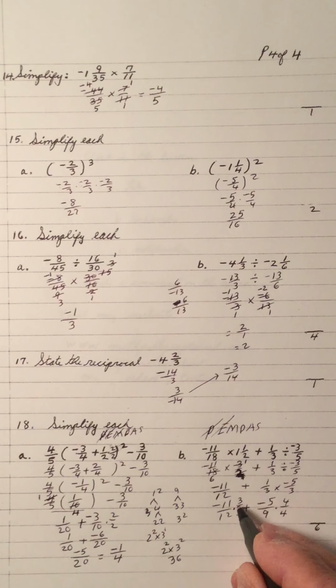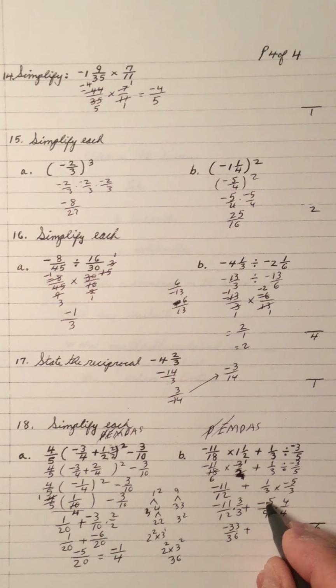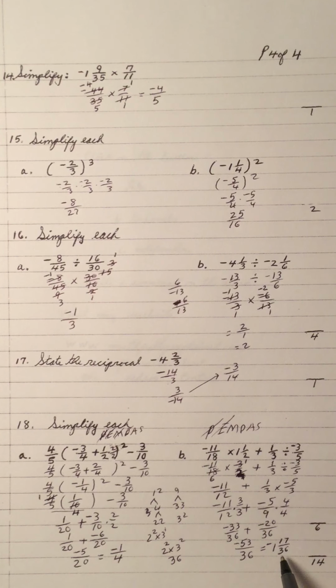So that gives me negative 33 over 36 when you multiply. When you multiply, you get a negative 20. 4 nines is 36. Common denominator is 36. Add. I get a negative 53. 36 into 53 goes once, and what's left over? 17 over 36. And it is negative. So negative 1 and 17 over 36.